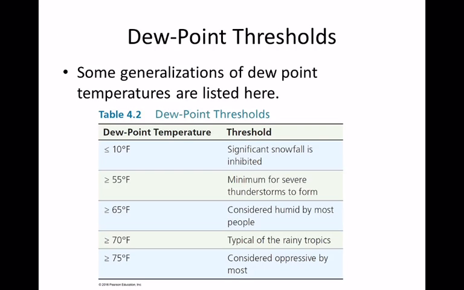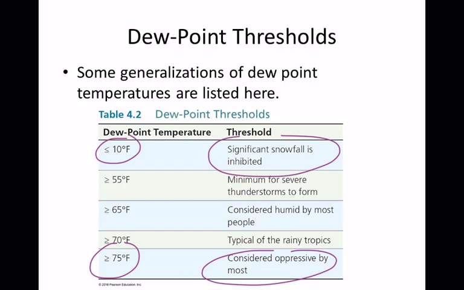So the dew point temperature is a place at which you'll reach 100% relative humidity. So the dew point temperature, if it's relatively high, that means you probably have oppressive conditions. Okay, terrible. If it's relatively low, then it's very dry.